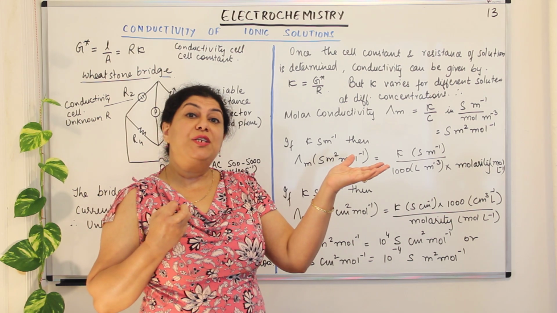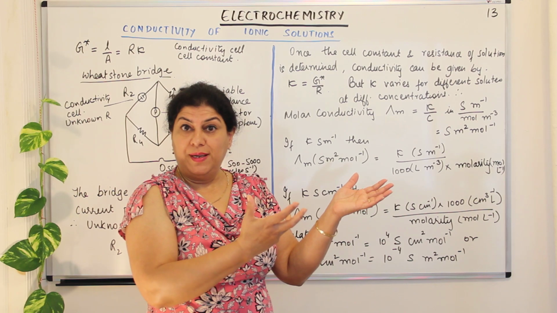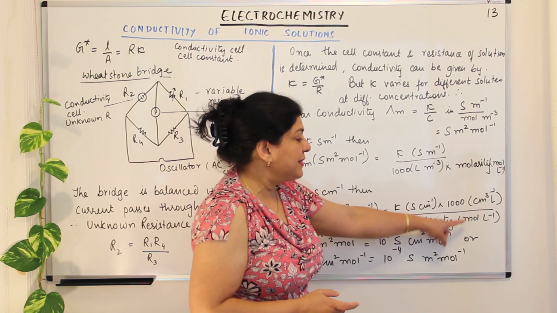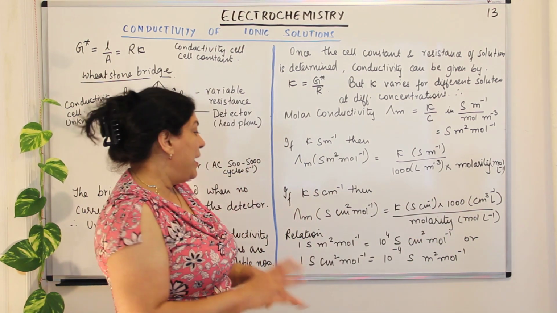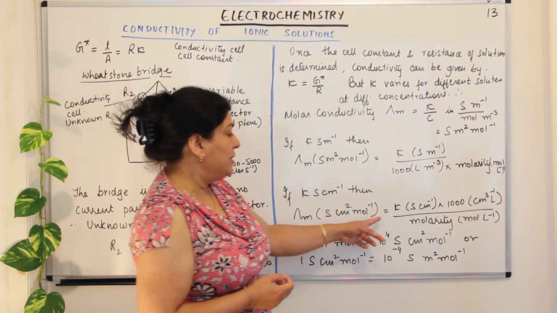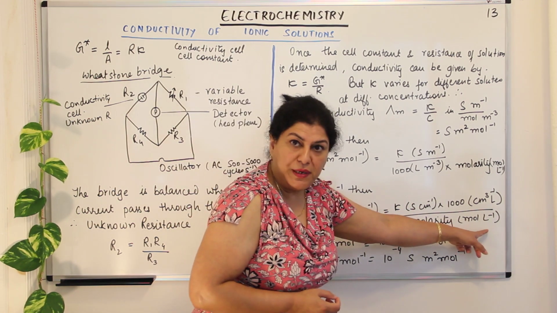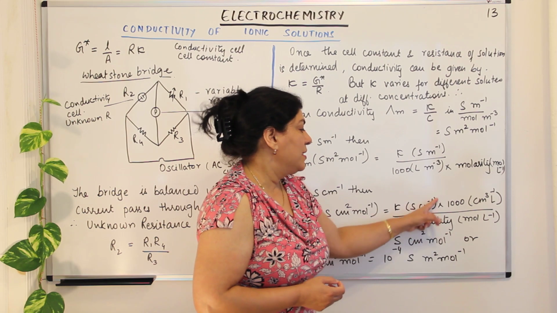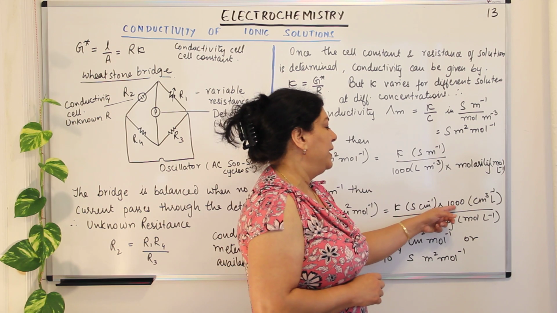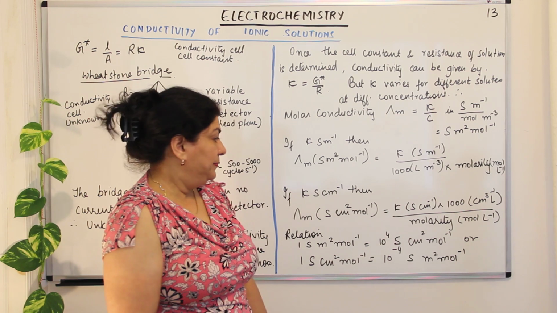Now 10 centimeters make 1 decimeter, right? So in order to convert that, you will now have to divide the molarity by 1000. So when you have to divide the molarity by 1000, you will get lambda m in Siemens centimeter square mole inverse equal to kappa in Siemens per centimeter upon molarity in moles per liter or moles per decimeter cube, and multiply this to convert the liter to centimeter cube. You will divide this value by 1000, so into 1000 centimeter cube per liter.